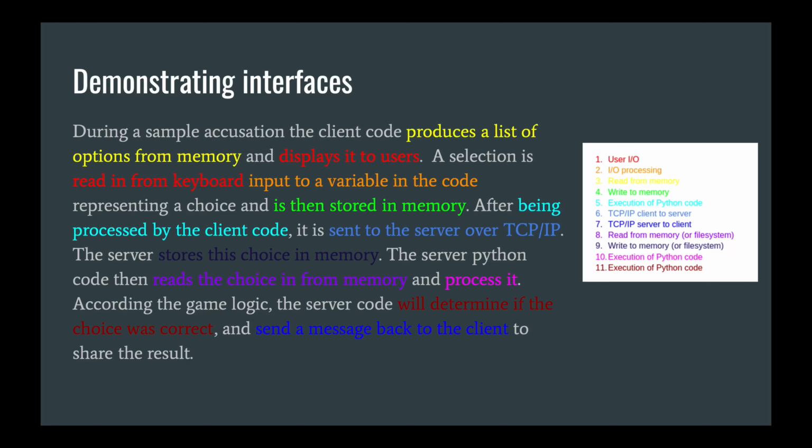The server stores this choice in memory. The server Python code then reads the choice in from memory and processes it. According to the game logic, the server code will determine if the choice was correct and send a message back to the client to share the result.